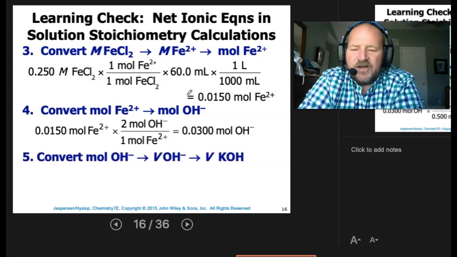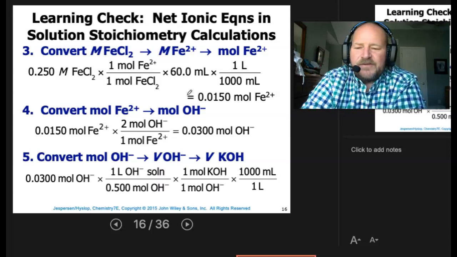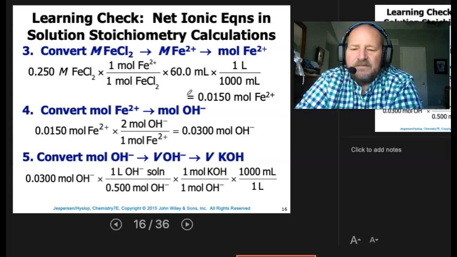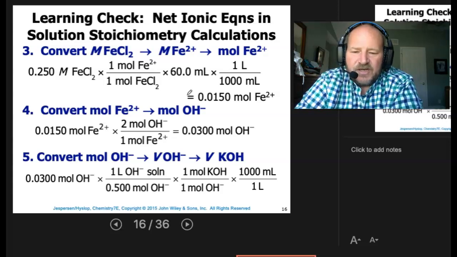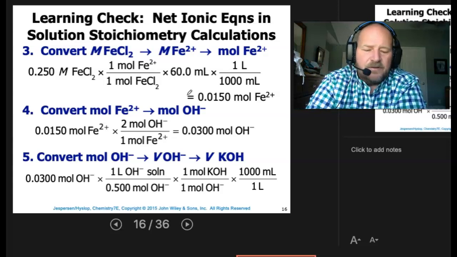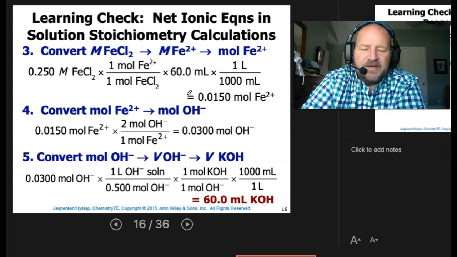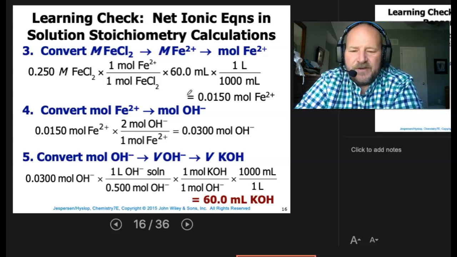Now we're going to take moles of hydroxide and turn it into volume of hydroxide, which will give us the volume of the KOH. So for 0.03 moles of hydroxide, for every 1 liter of solution, it was half a molar, right? So 0.5 moles for every 1 liter. My liters will cancel out, and the moles will cancel out. And then for every 1 mole of hydroxide, that will give me 1 mole of KOH. Then I can finally convert my liters to milliliters, and I get 60.0 milliliters of KOH.